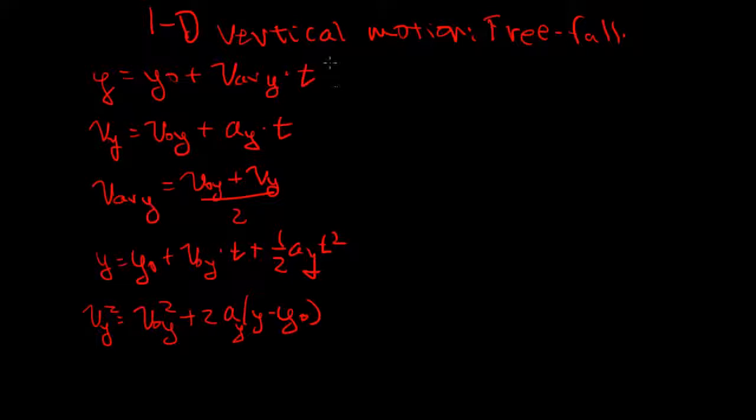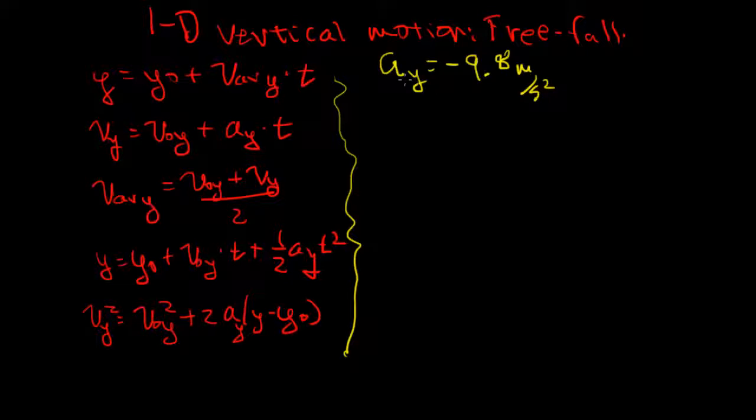These are kinematic equations for vertical motion, with the constraint that the only acceleration we have is minus 9.8 meters per second squared. That's what our acceleration in the y direction is always for free fall. This is just gravity.